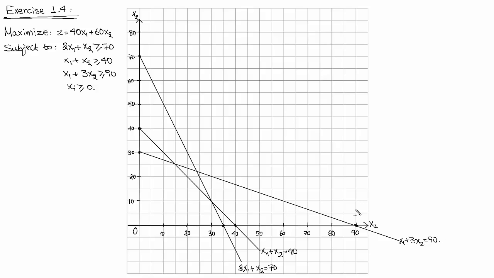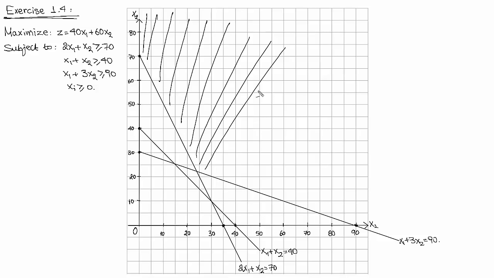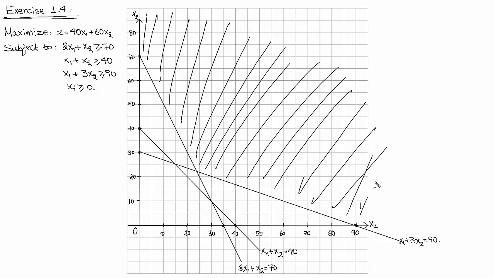So from our constraints, we get that the feasible region is the area that is greater than or equal to each of these lines. And also we have to keep in mind that x1 and x2 need to be greater than or equal to 0. So the area where the three constraints coincide is this region. This is our feasible region.